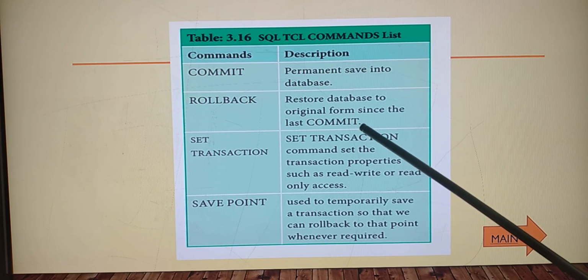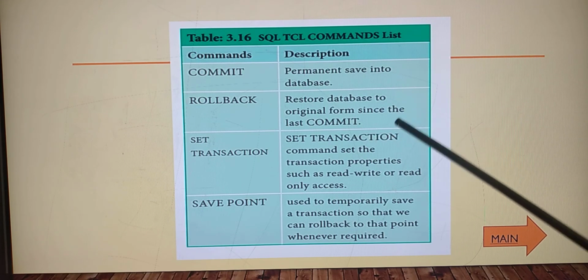If the commit is done, it is permanently saved in the database. After that we can't do any rollback. Until commit, whatever changes are done in the database can all be restored by means of the rollback command. Next you have the next command, set transaction. So why do you need a set transaction?